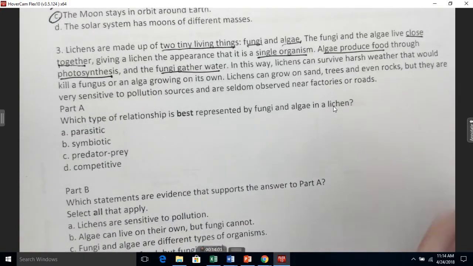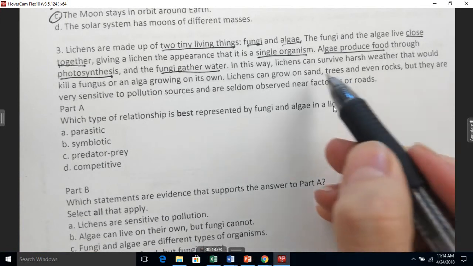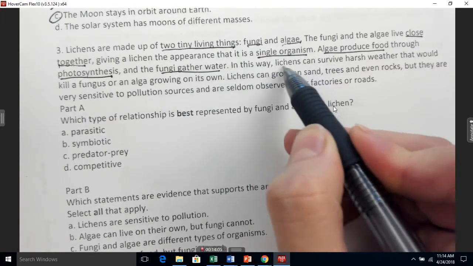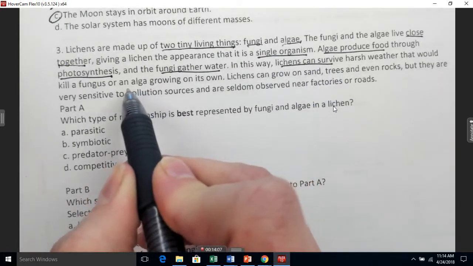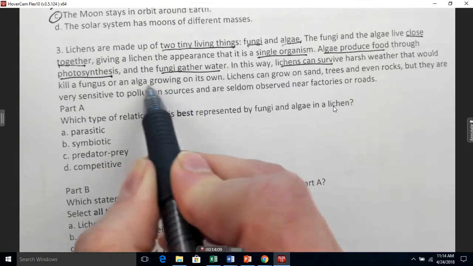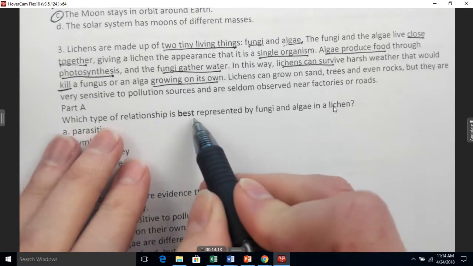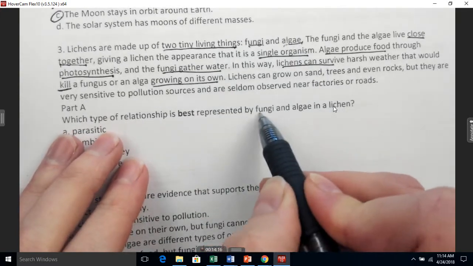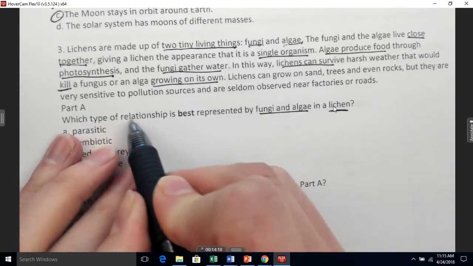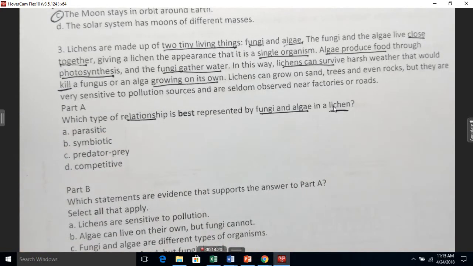Does that make sense? Okay, so this is important too. Lichen can survive what would otherwise kill it if it was growing on its own. So, which type of relationship is best represented by fungus and algae in a lichen? Okay, hang on. We're looking for two that are wrong. And the first thing that we're going to do is define them.